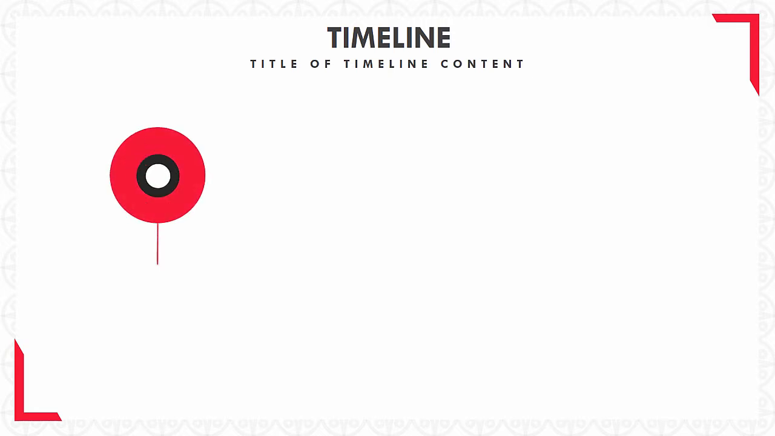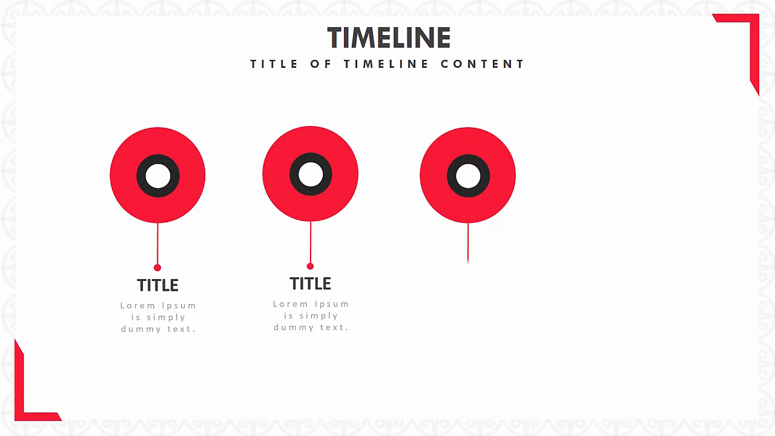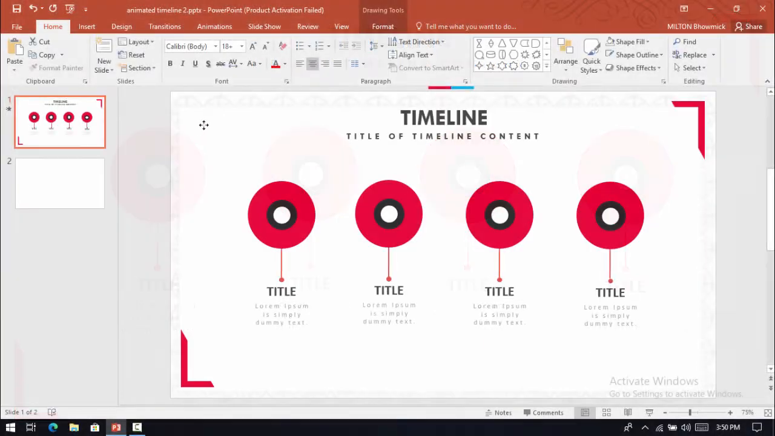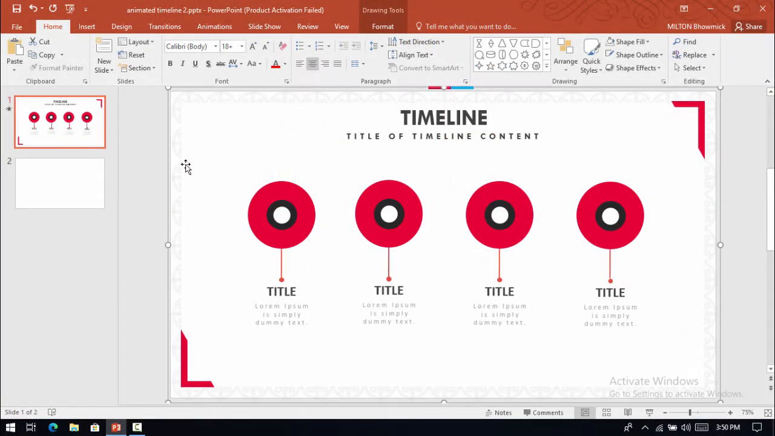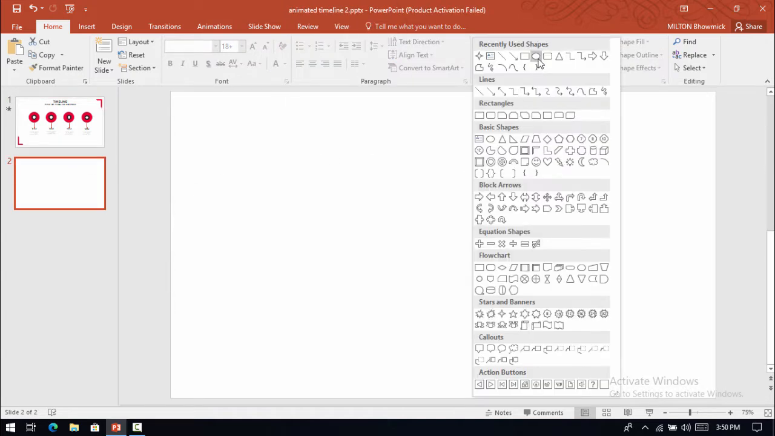In this tutorial, I'm going to show you how to make this animated timeline slide only on just PowerPoint 2016. In this slide, you are watching the animated slide with a background. This background I have created to make the slide more gorgeous. So first of all, we will see how to make this background.